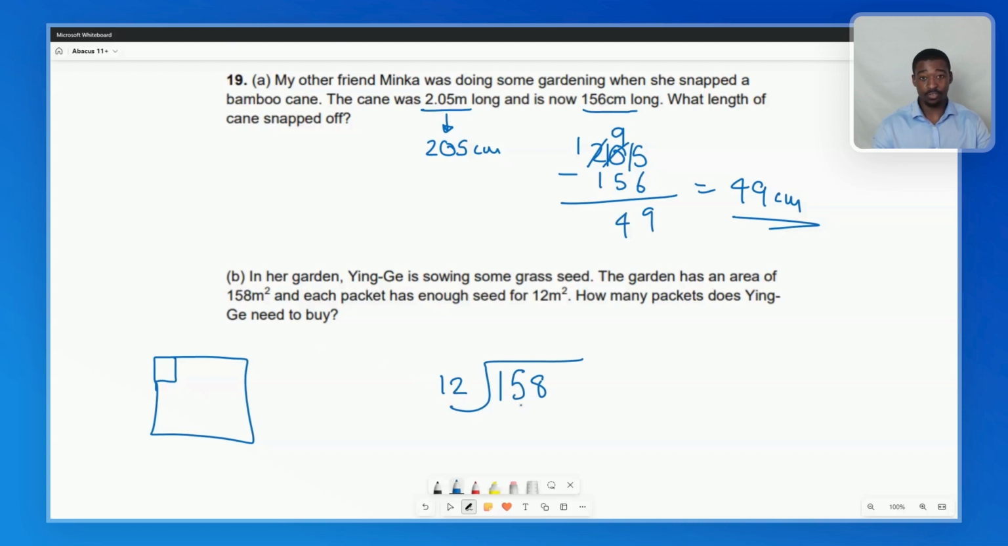Well, 12 goes into 15 how many times? Once. Remainder 3. And 12 goes into 38 how many times? It's going to be 3 times, because 12 times 3 is 36. But the problem here is that this leaves a remainder of 2. And if we're trying to cover the whole garden, we can't have any remainders. We have to buy more than enough. And therefore, she won't buy 13 packets. She'll buy 1 more to make sure there's no remainder, which means she'll buy 14 packets.